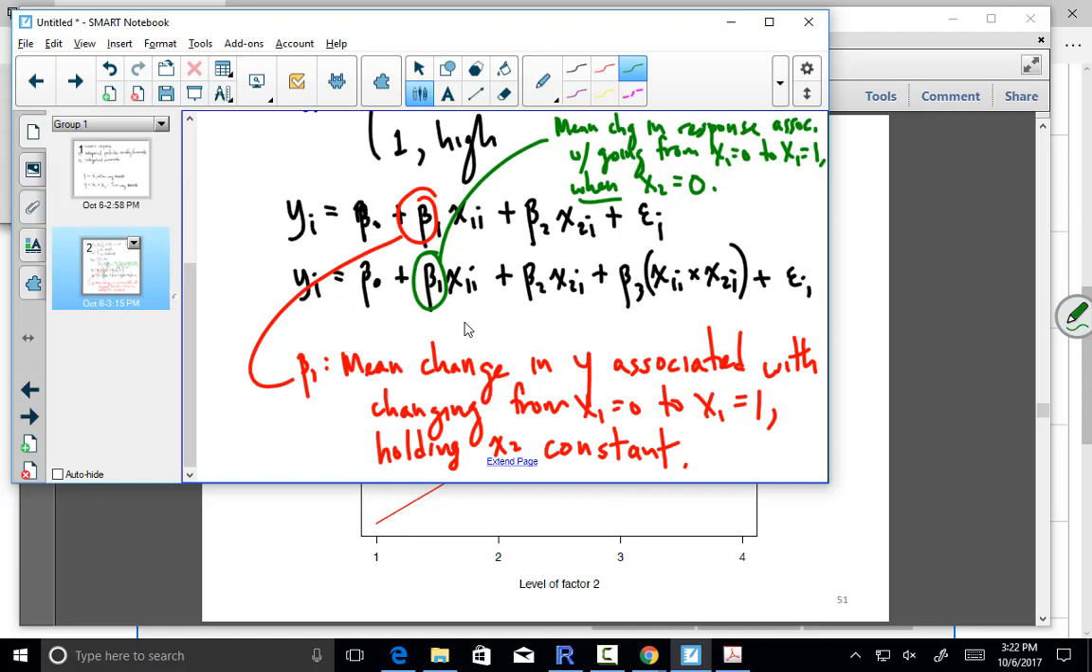So I see where your question came from. In both cases, we're holding x2 constant. The distinction is that the green beta 1 is specific to a specific value of x2. Putting an interaction in the model means that you have effects of one of your variables that are specific to values of the other variable. If x2 is 0 in this second model, then the interaction term goes away. That's right. Let me show you one more thing here.